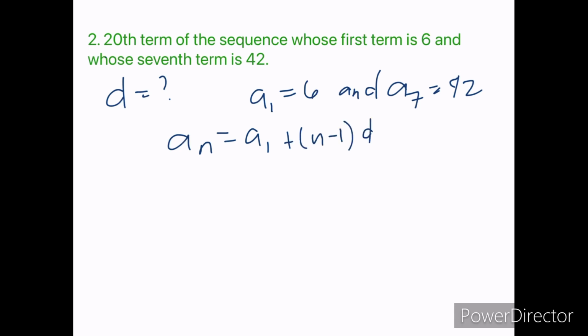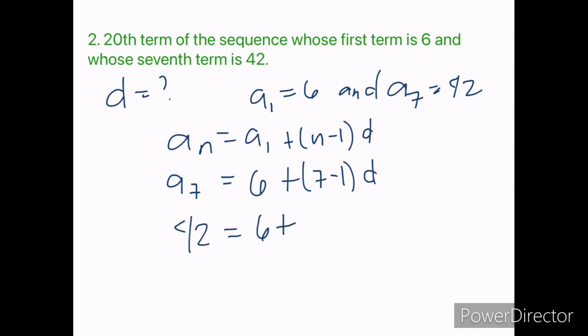times d. Since our a sub n, or a sub 7, is equal to 42, our a sub 1 is 6 plus our n is 7 minus 1, then our d is unknown. Our a sub 7 again, 42, is equal to 6 plus 7 minus 1 times d, so 42.